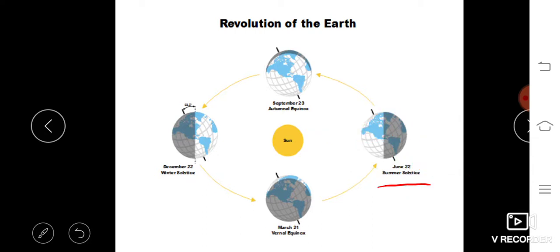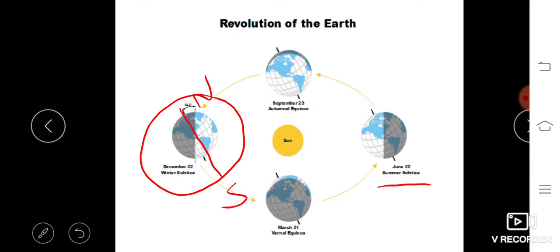Now come to the position 22nd December. What happens on 22nd December? In this position, the north pole of the earth is tilted away from the sun.